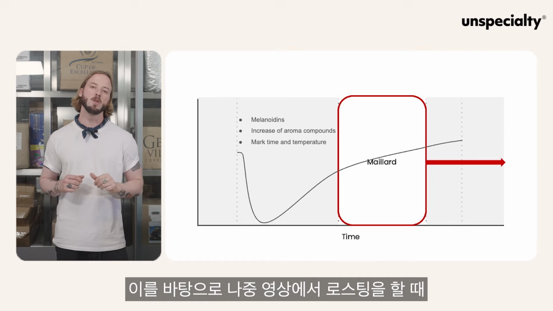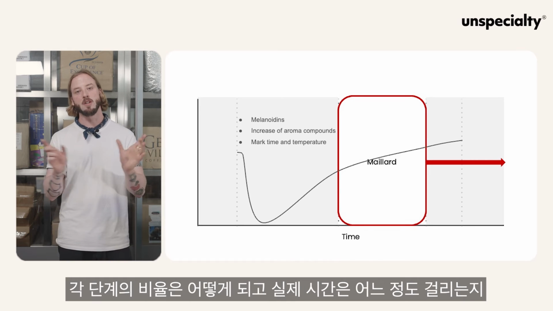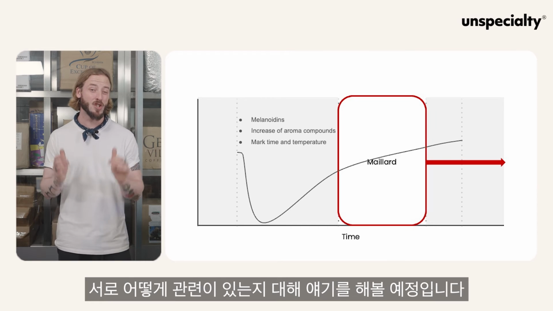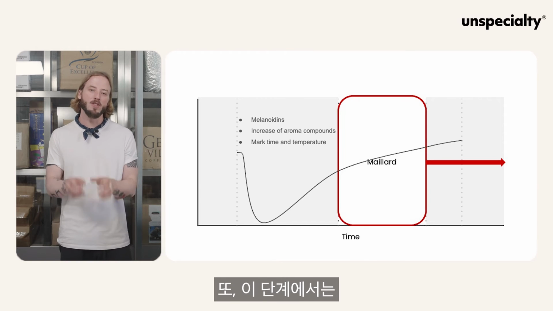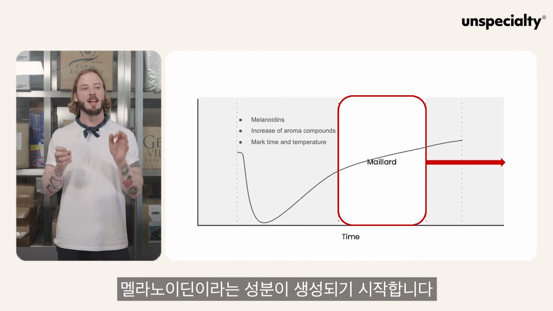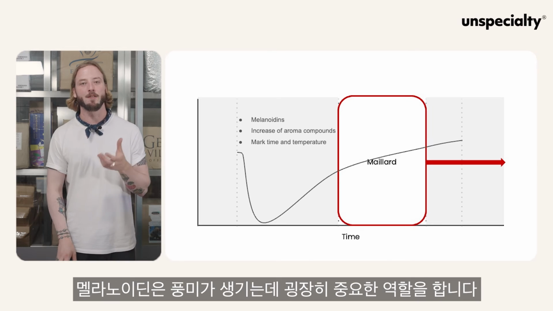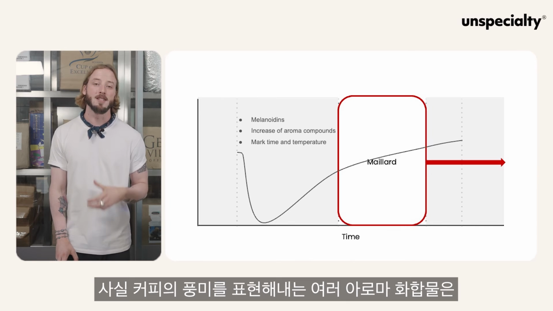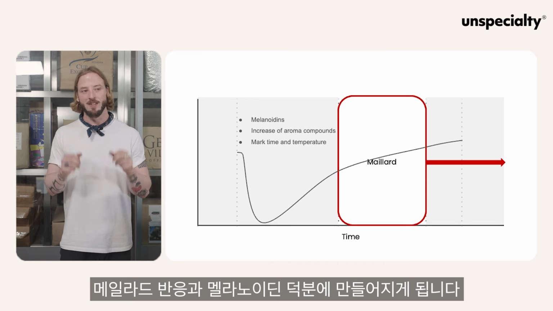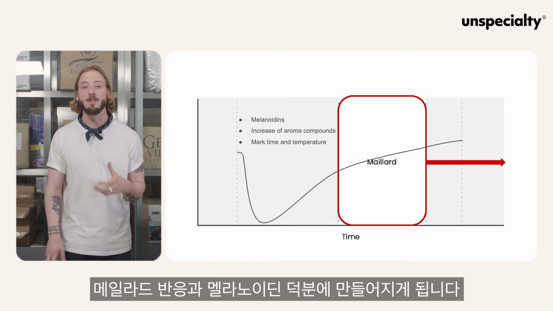Because what we're gonna do in the future when we roast later is to discuss what are the percentages of each of these different phases and what are the actual times and how do they relate together. Now, when we're going through this phase, we're starting to have the buildup of something called melanoidins. And these are really important because they develop a lot of flavors. Together with the Maillard, they are basically responsible for building up a massive amount of different aromatic compounds. And this is going to make sure that we have a flavor complex coffee.